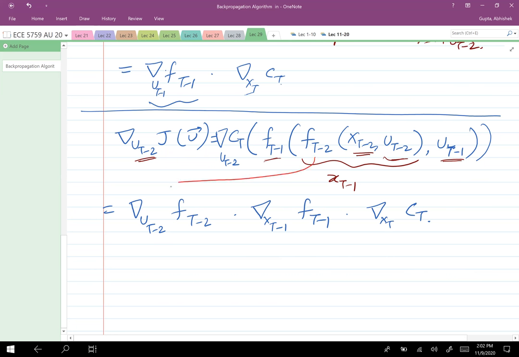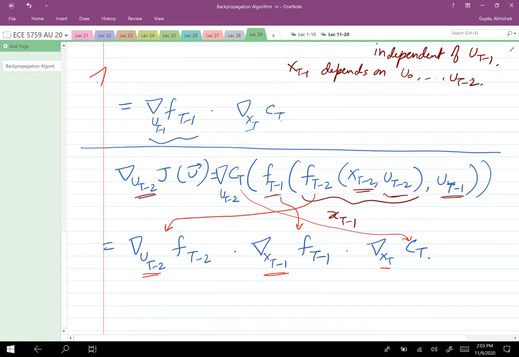Okay, so this Ft minus 2 comes here, and you are taking the gradient directly with respect to Ut minus 2 because Xt minus 2 is independent of Ut minus 2. Then Ft minus 1 appears here, and because Ut minus 2 affects Xt minus 1, you have to take the gradient with respect to Xt minus 1 of this state transition function at time t minus 1. And then, of course, this Xt minus 1 affects Xt, X capital T. So therefore you have to take the gradient of Ct with respect to X capital T. And now you will see that there is a pattern which is emerging.